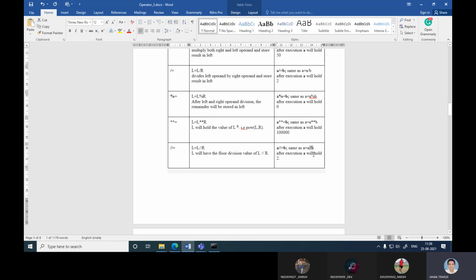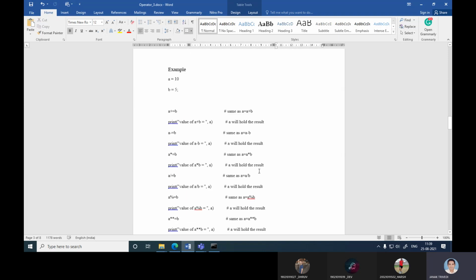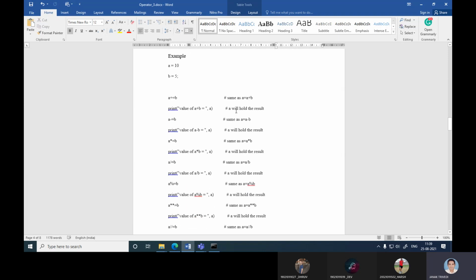4 division, a will hold only 2. Okay, so this is the example. That means this is the comment section with the hashtag line. Okay, let's do this example first.